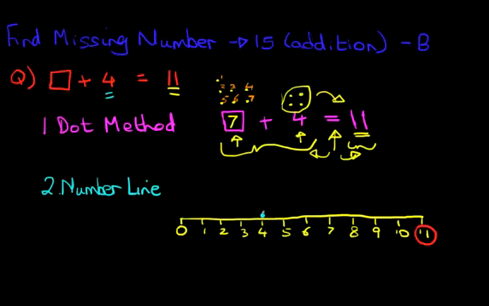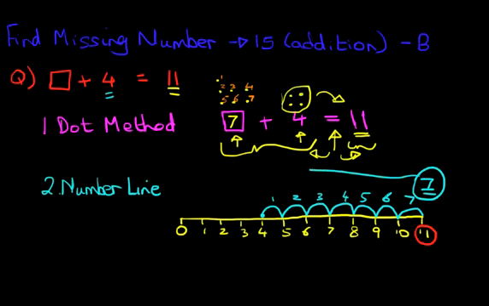So let's do that. We've got 1, 2, 3, 4, 5, 6, 7. It took us 7 jumps. We can even count them. 1, 2, 3, 4, 5, 6, 7. So the answer is 7. Now this 7 is the same as the 7 up here. So that is correct. So we can use the dot method or the number line to get to the right answer.